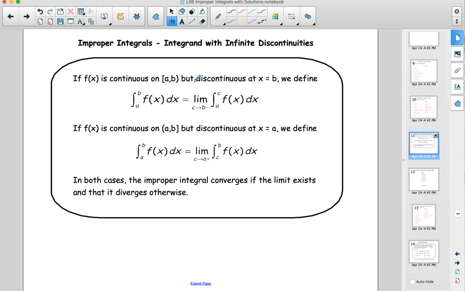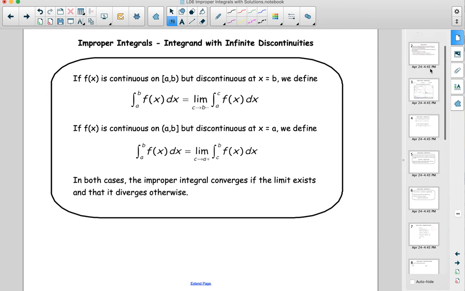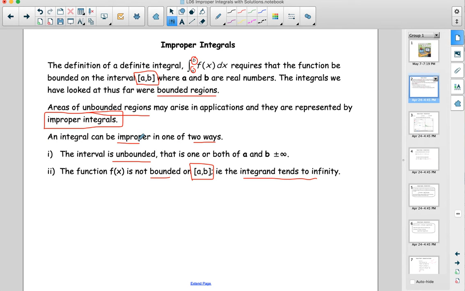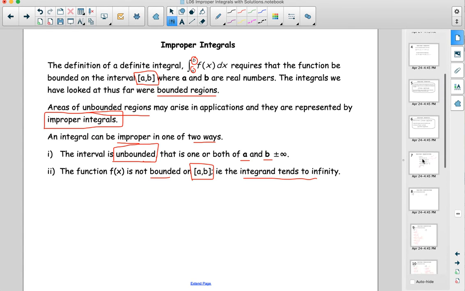What I want to do next is what happens when you encounter a vertical asymptote. We did say at the very beginning of this lesson, which was here, there are two ways an integral can be improper. We had just done the case where the interval is unbounded. We looked at both a being negative infinity and b being positive infinity. And now we're going to take a look at what happens if you encounter a vertical asymptote. So even though we are bounded here by finite values, what happens when there's a vertical asymptote?